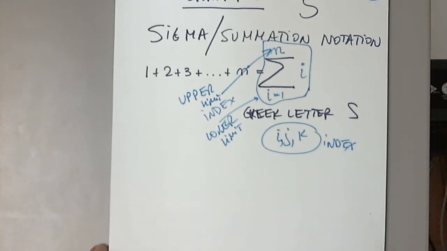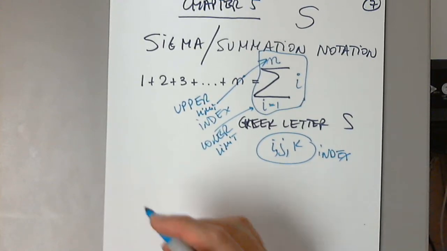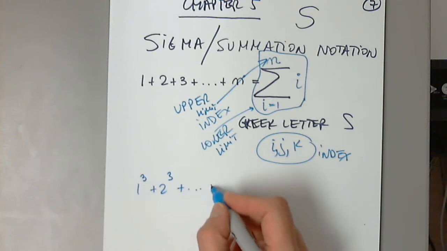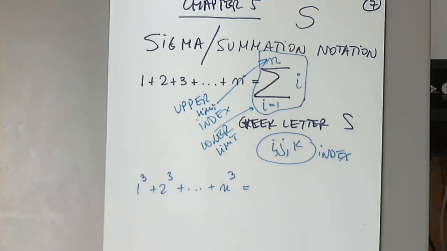Here's another example, and I would like you to come up with the formula. 1 to the third plus 2 to the third plus dot, dot, dot plus n to the third. Let's, for the sake of the argument, use j now. How will you write this sum of terms using the sigma notation?